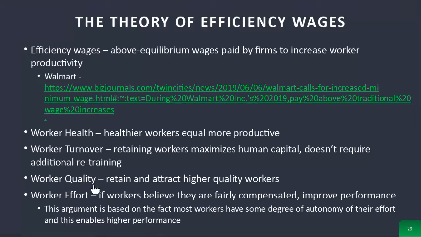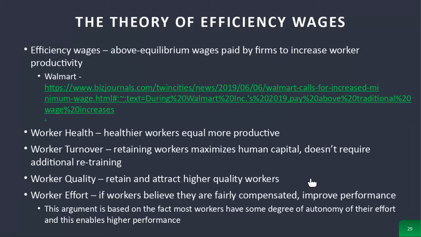There's another aspect of this, worker quality. You can retain and attract higher quality workers if you are willing to pay your workers more than your competitors. So again, there's an aspect of the theory of efficiency wages that you are paying for the best, and you are offering fair compensation in return for attracting the best talent. And finally, there's another aspect of this, which is worker effort. If workers believe they're fairly compensated, this will improve their performance. This argument is based on the fact that almost all workers have some degree of autonomy over their effort, and this enables a higher performance. So if you feel you're fairly compensated, then you're willing to put more effort into your job.